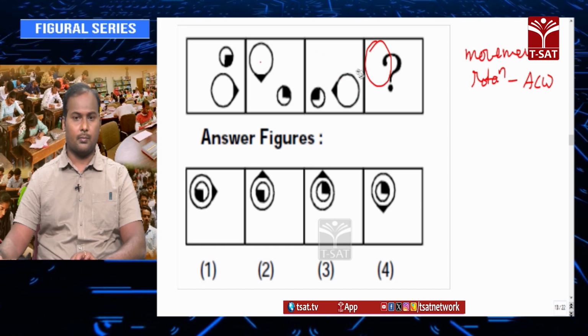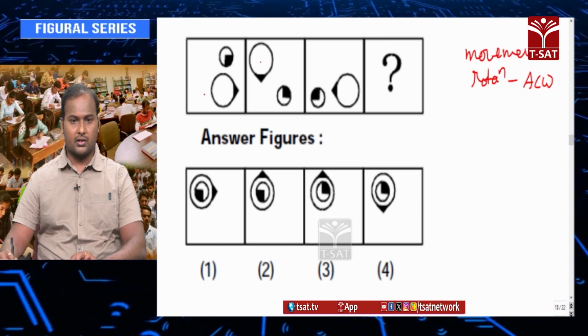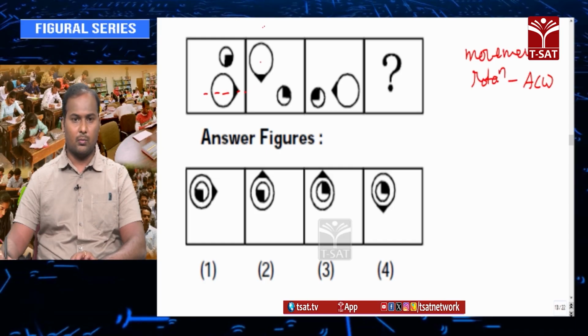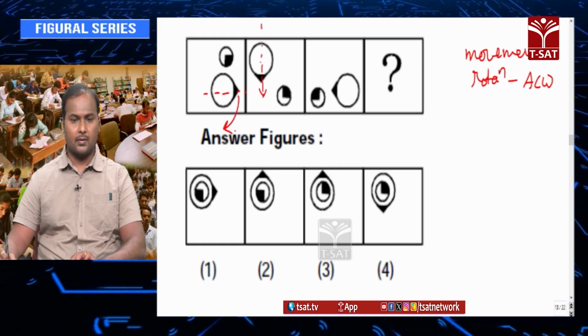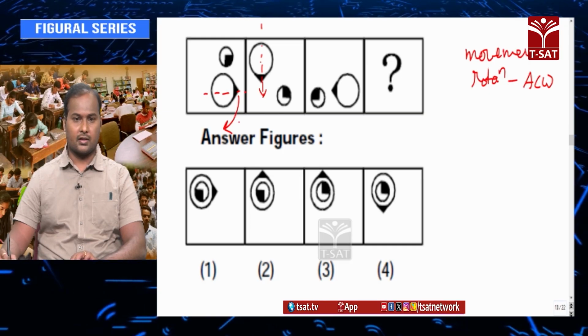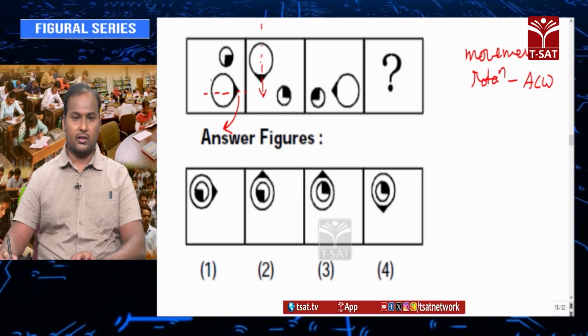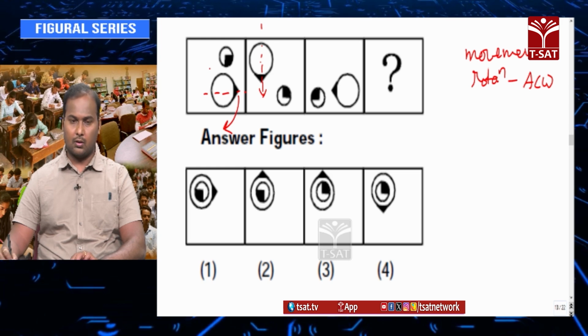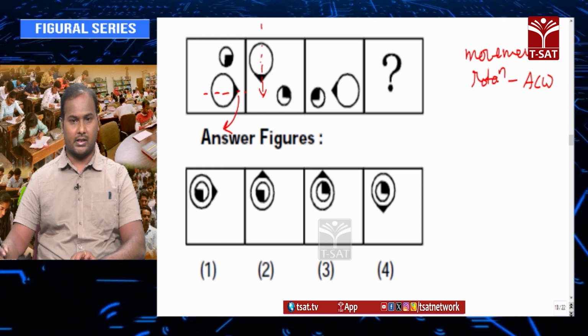And see the rotation of the bigger figure now. How is this bigger figure rotating? Initially it is showing in this direction. The moment it comes, it is showing to the bottom. So it is rotated in the anti-clockwise direction by how many degrees? 90 degrees. So the bigger figure is moving diagonally, number one. Number two, it is rotating anti-clockwise 90 degrees.